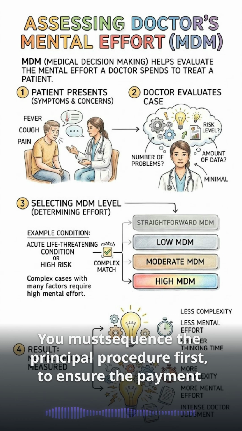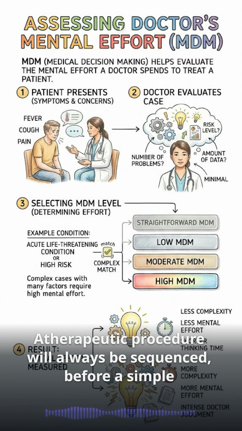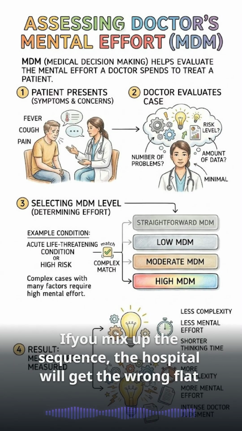Diagnostic procedures are done just to figure out what is wrong with the sick patient. Therapeutic procedures are done to actually fix the problem or cure the patient's illness. A therapeutic procedure will always be sequenced before a simple diagnostic test or procedure. If you mix up the sequence, the hospital will get the wrong flat payment.